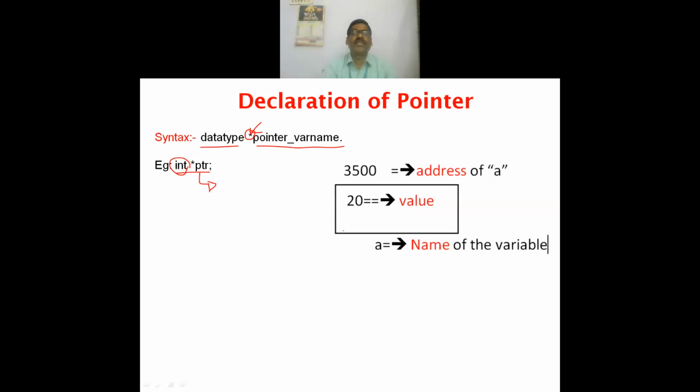For example, you declared int a, which has the value 20. If I want to store the address of this a, which is assumed in this example to be 3500, you can declare a pointer ptr and then store the address of a into this ptr. So ptr is equal to, simply, ampersand a. The ampersand is an operator which is used to get the address of that particular variable. This is the regular syntax we use to assign the address of a variable to a pointer.